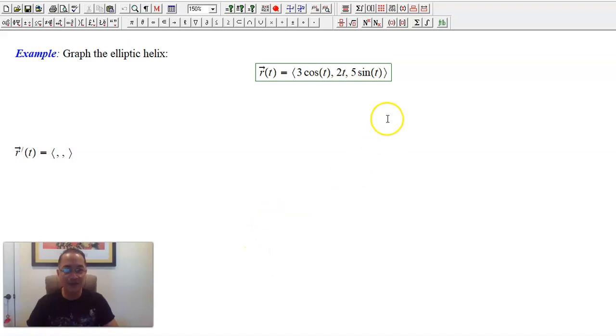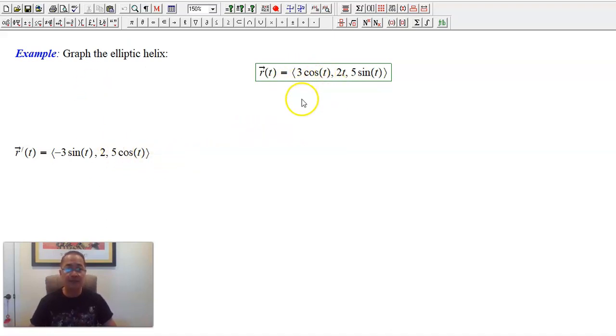All right, so this is a little bit more fun. It's in 3 dimensions. We have an elliptic helix, where t can be any real number. What is the derivative? So again, we have a little bit of trig. We have -3 sine of t, and then 2t becomes just 2. And 5 sine t becomes 5 cosine of t. Okay, there we go. So let's go to GeoGebra.